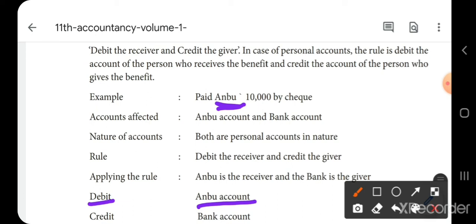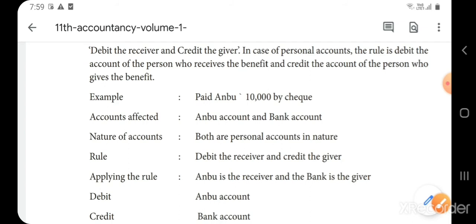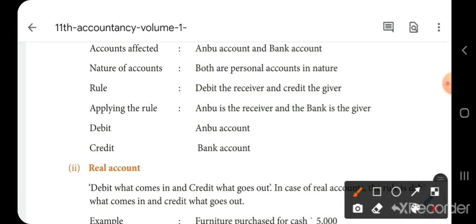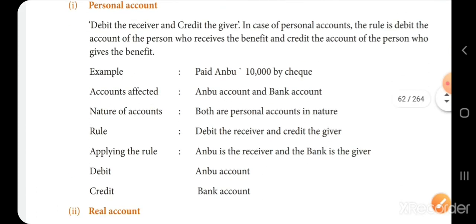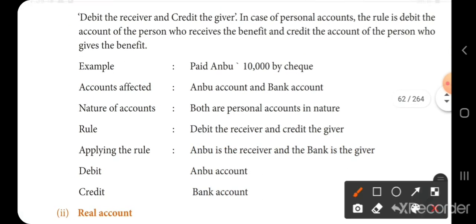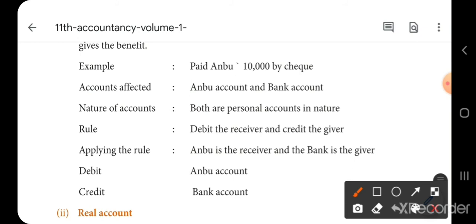And who is giving the benefit? Bank. Bank is paying to Anbu. So, bank account, credit the giver. You are going to credit the bank account. Now, hope it is clear. Let's see once again. Example: paid Anbu 10,000 by cheque. First of all, the transaction you will analyze only from the business point of view.